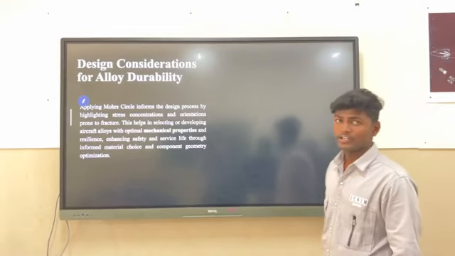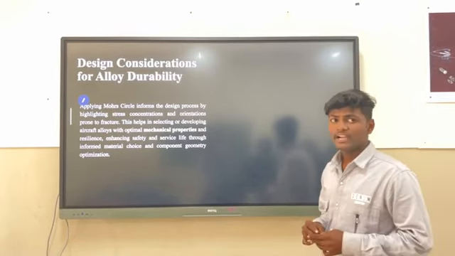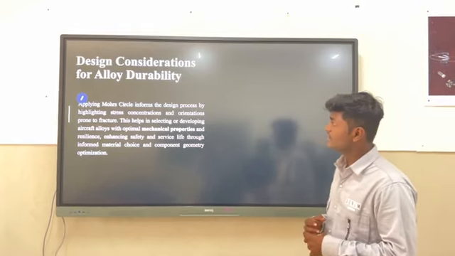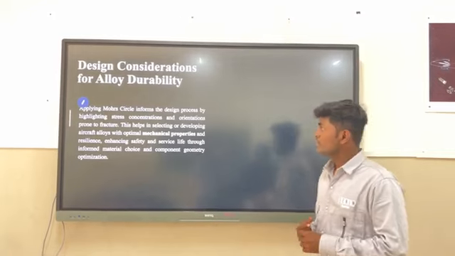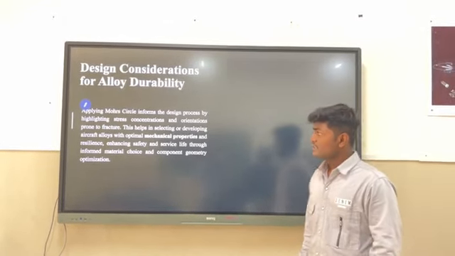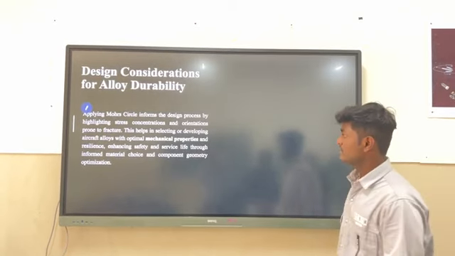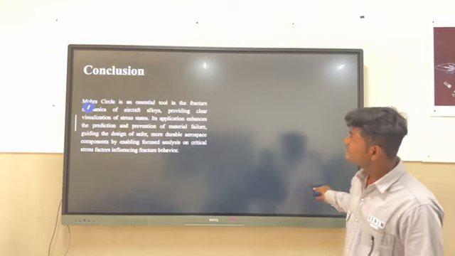Design considerations for alloy durability: applying the Mohr circle informs the design process by highlighting stress concentrations and orientations prone to fracture. This helps in selecting or developing aircraft alloys with optimal mechanical properties and resilience, enhancing safety and service life through informed material choice and component geometry optimization.